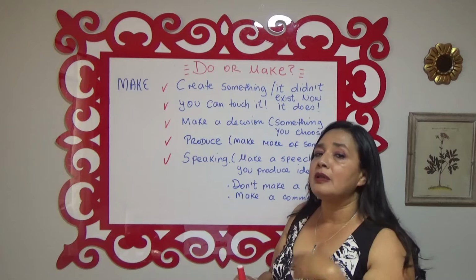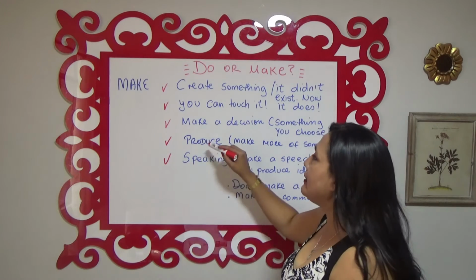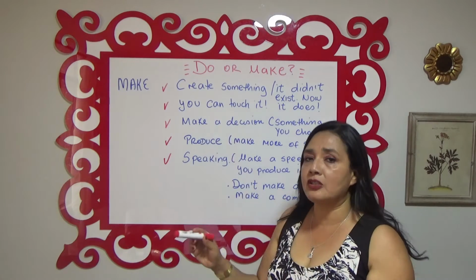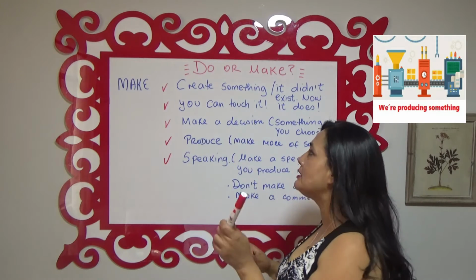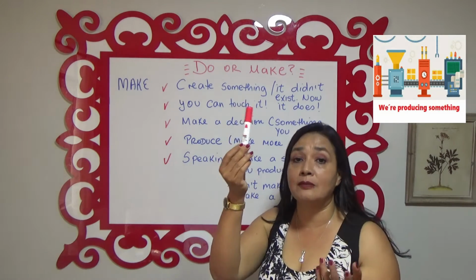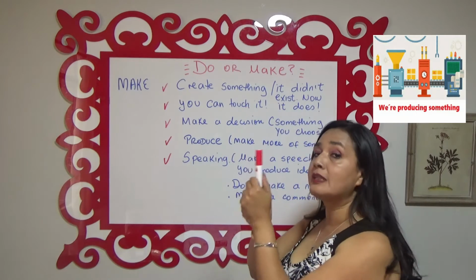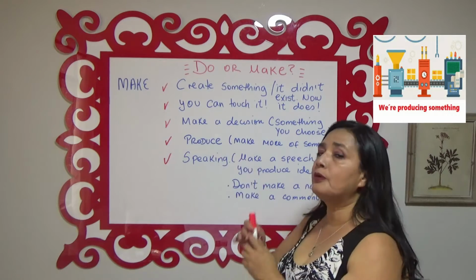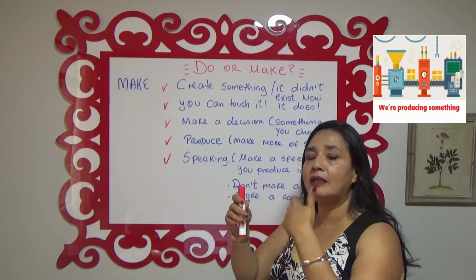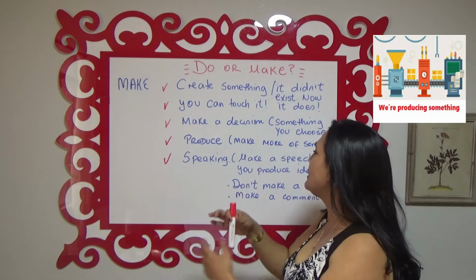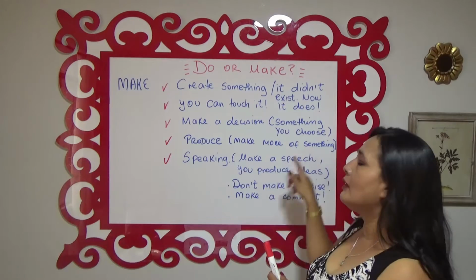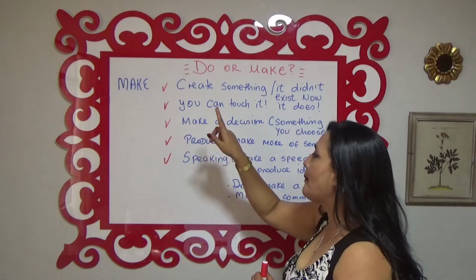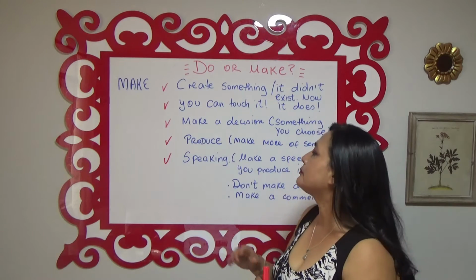When we talk about production, there's a difference between creation and production. For example, imagine the person who created this marker for the first time, so that's make, right? But when you produce it, it means that you are going to reproduce it or make more of something. In this case, you are going to use make, right?